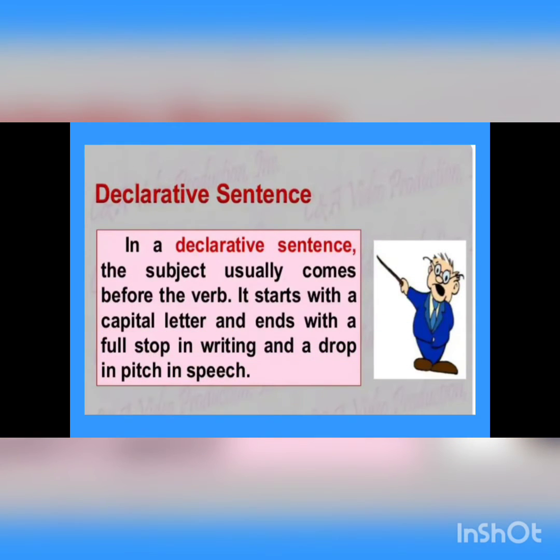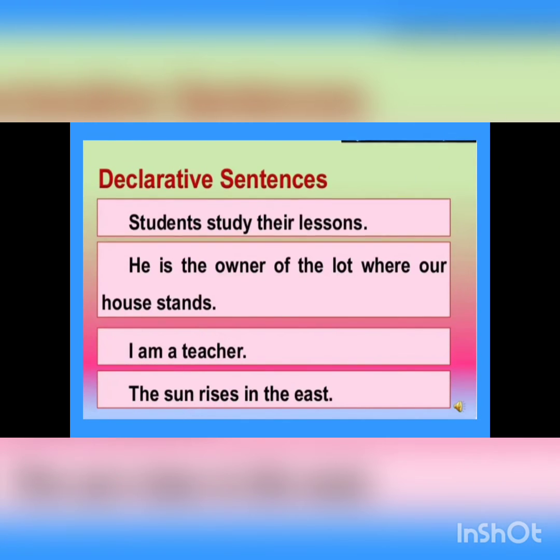Now, in a declarative sentence, the subject usually comes before the verb. It starts with a capital letter and ends with a full stop in writing and a drop in pitch in speech. Now, let us see some more examples for better understanding. Students study their lessons. He is the owner of the lot where our house stands. I am a teacher. The sun rises in the east.